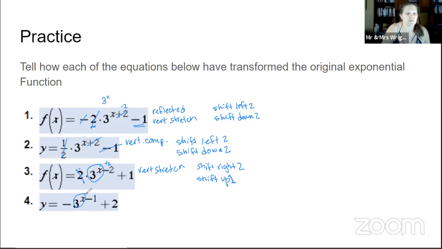Okay, so here's our original. This negative tells me there's going to be a reflection. Okay, I took care of that. With the -1, because it's a negative, I'm going to shift to the right, because really my change is a +1. So I'm going to shift to the right 1. And then this +2 right here is going to be a shift up 2 places.